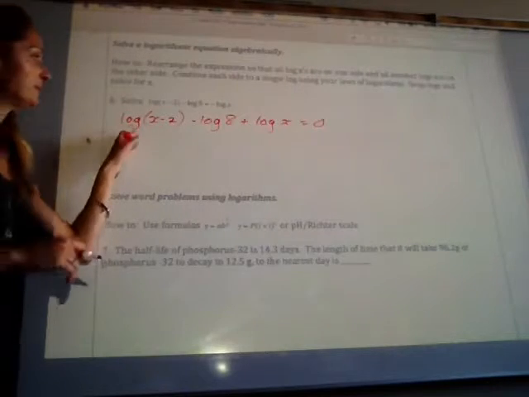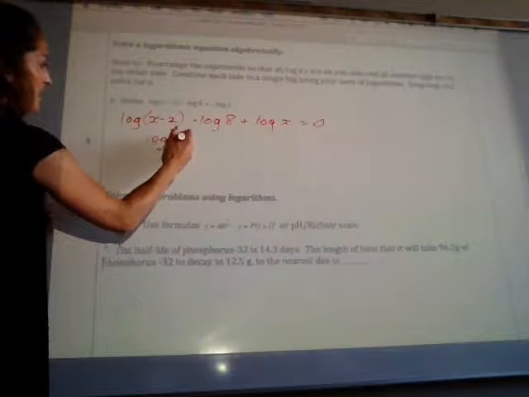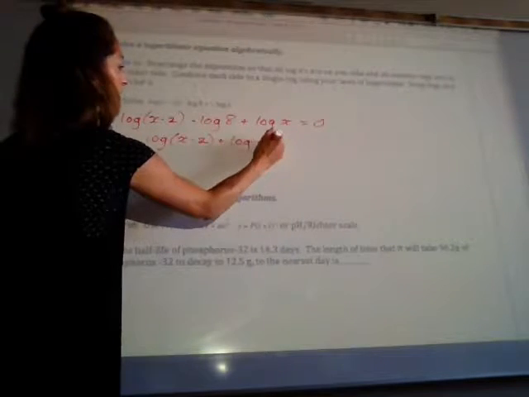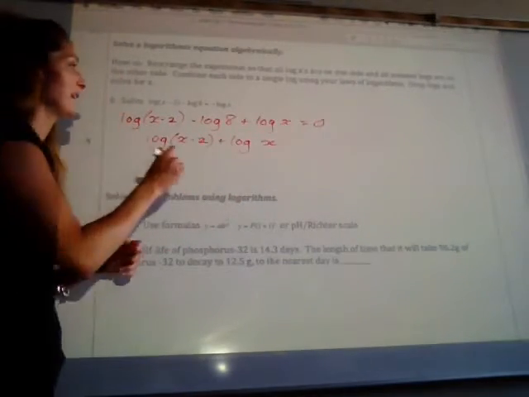Let's just move the logs so that they're together with the x's. So we have log x minus 2 plus log x. And now I'm going to move this log 8 to the other side.